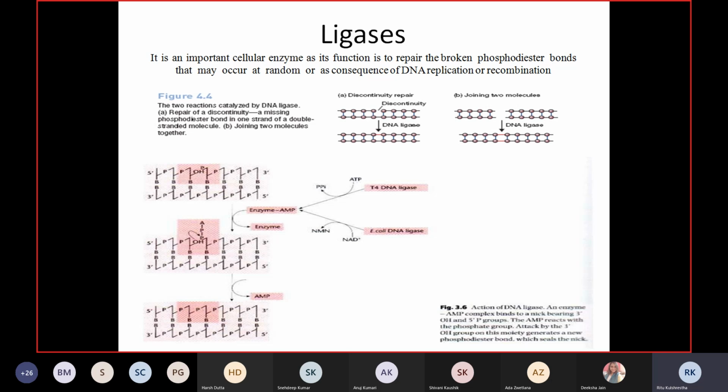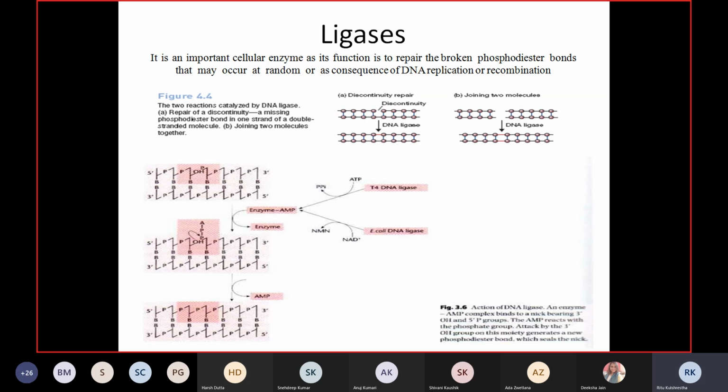But if you have to join molecules both of which are blunt ended in nature, then E. coli DNA ligase is not a good choice at all. T4 DNA ligase is very, very efficient in the same. So if you have to join blunt ended molecules, you go for T4 DNA ligase.